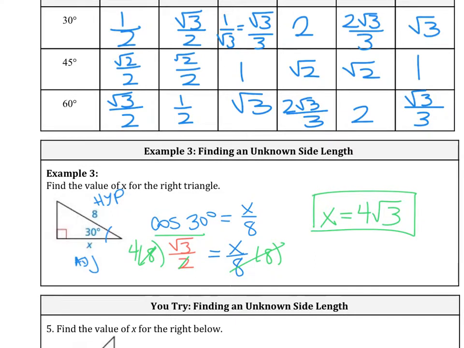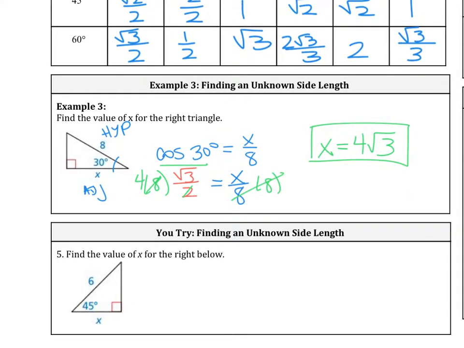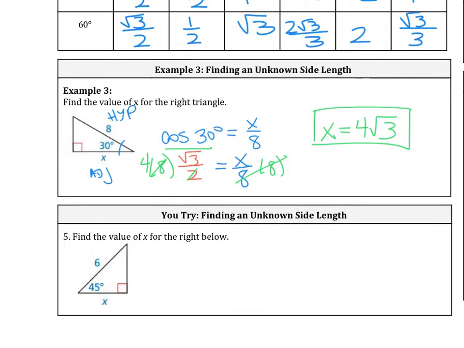Okay, and I know we could use the special properties of the 30-60-90 triangle, but I want you to be able to use cosine of 30. So later on, when we don't have that, when you use a calculator, you know how to manipulate the problem. So you try this next one: find the value of x for the right triangle below. Again, I want you to use the same formula here just to get a little practice.